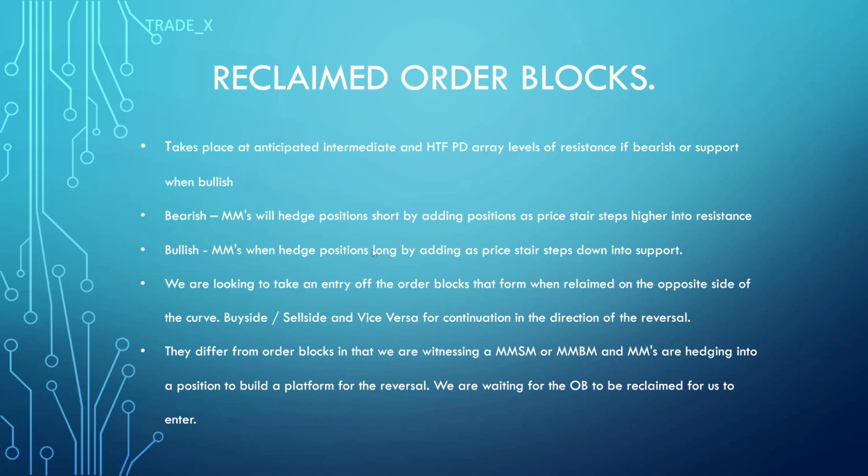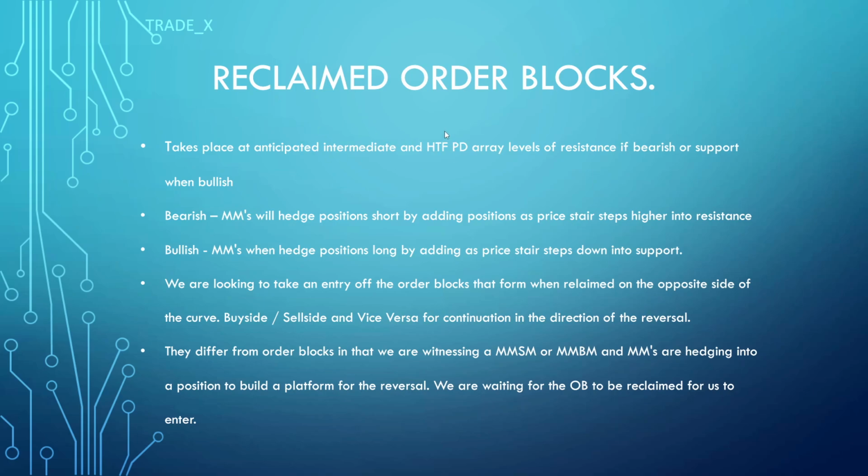So let's get straight into the meat and potatoes, right? So reclaimed order blocks, okay? They take place at intermediate levels of support and resistance, right? Or higher time frame PDRA levels of support and resistance. And what do I mean by that? So an intermediate level of resistance can happen in the middle of a range. So it can happen in the middle of a dealing range. It can happen in the middle of a retracement.